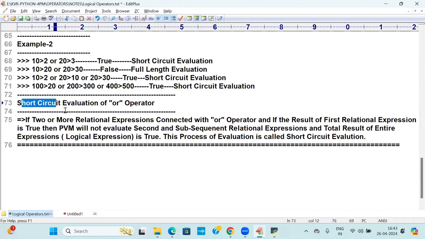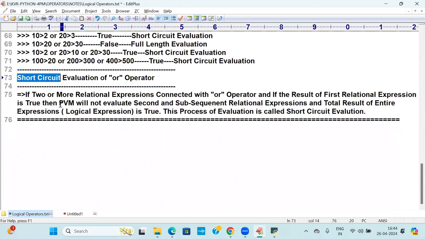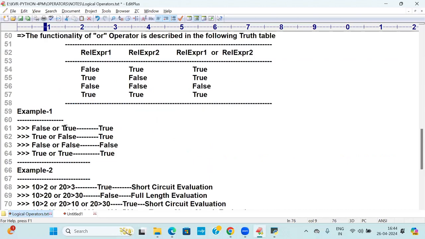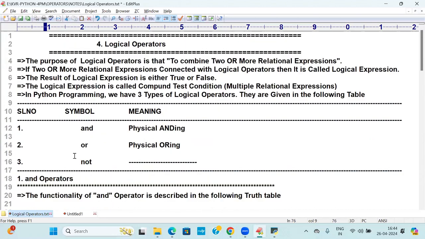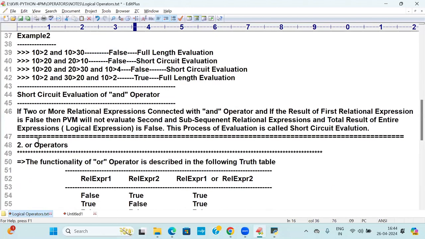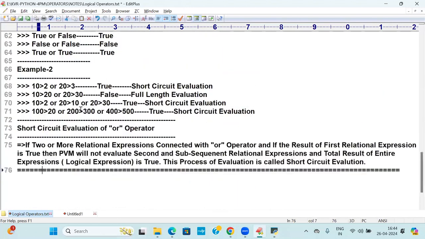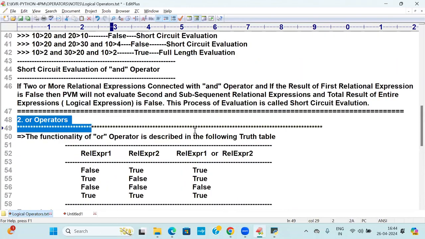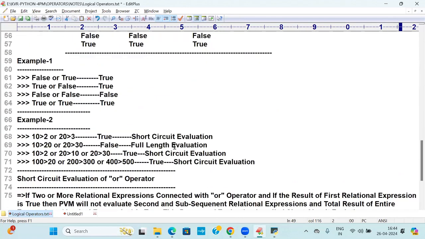The beauty and advantage of short circuit evaluation is to optimize the processor performance. To speed up the processor evaluation, they went for what evaluation? Short circuit evaluation. Now I am entering into the next operator, the NOT operator. It's quite interesting. The third one, the NOT operator, I will explain.